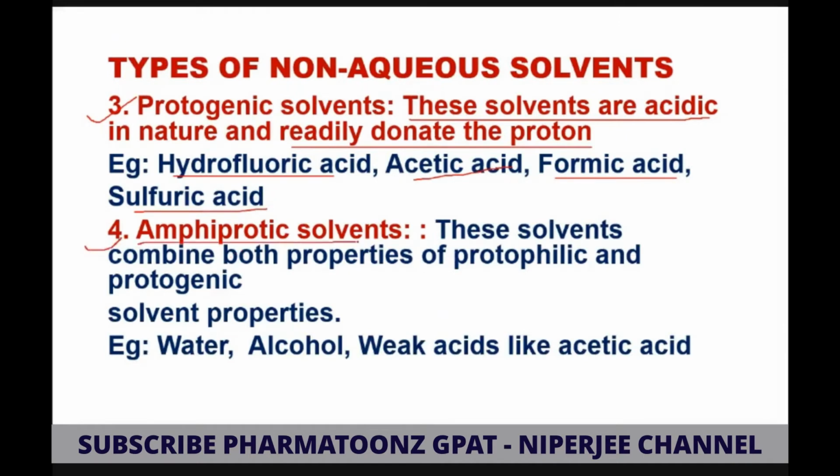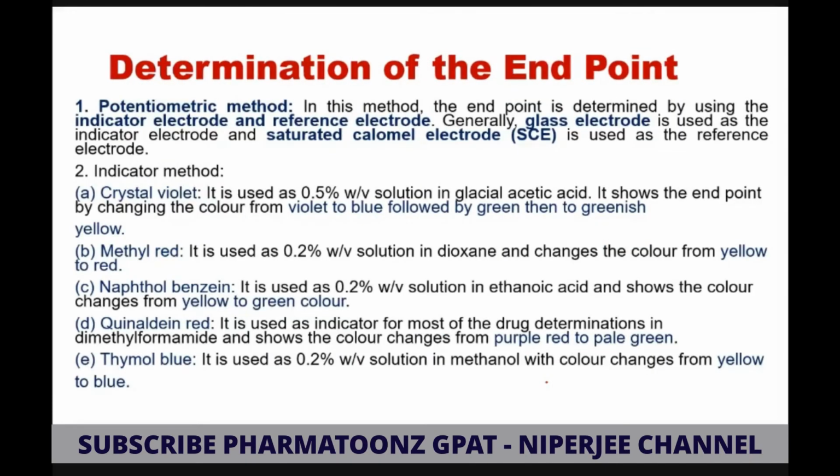And next is the amphiprotic solvent. These solvents combine both properties, protophilic as well as protogenic. It is like an amphoteric compound. Amphoteric compound means having acidic as well as basic properties. In the same way, amphiprotic means it has protogenic as well as protophilic properties. Such solvents are water, alcohol and weak acids like acetic acid. So examples of these solvents are generally asked in examinations.